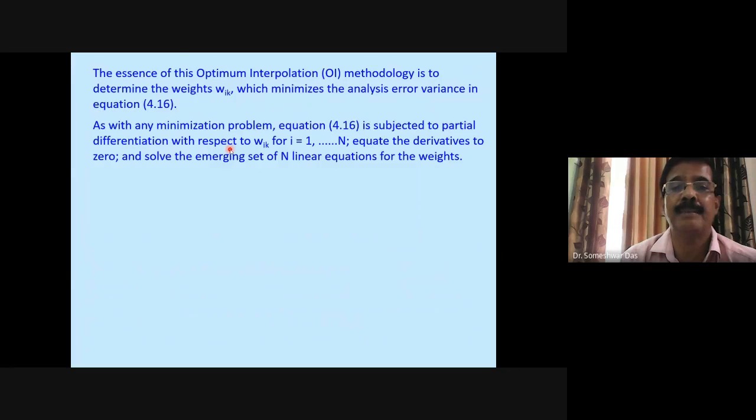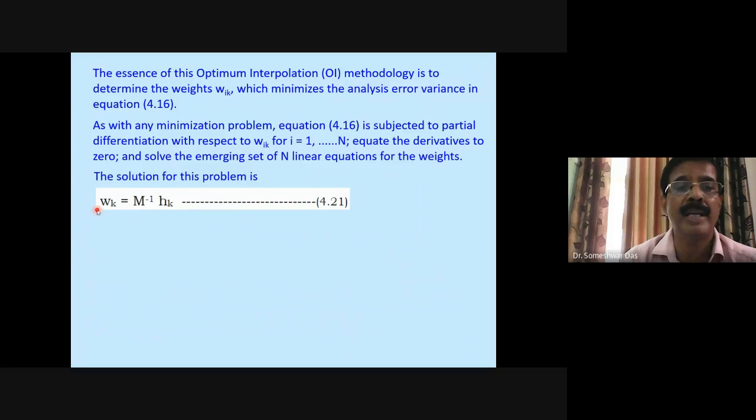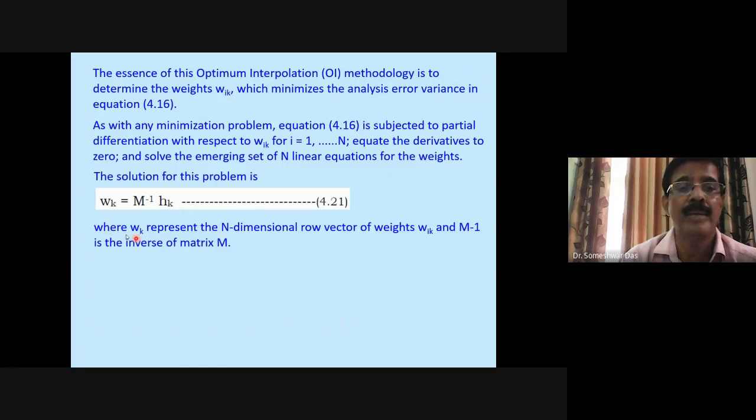And as with any minimization problem, equation 4.16 is subject to partial differentiation with respect to WIK for I equal to 1 to n observation points. Then equate the derivatives to 0 and solve the emerging set of n linear equations for the weights. The solution for this problem is given by WK equal to M inverse times HK, where WK represents the n-dimensional row vector of weights WIK, and M inverse is the inverse of the matrix M.